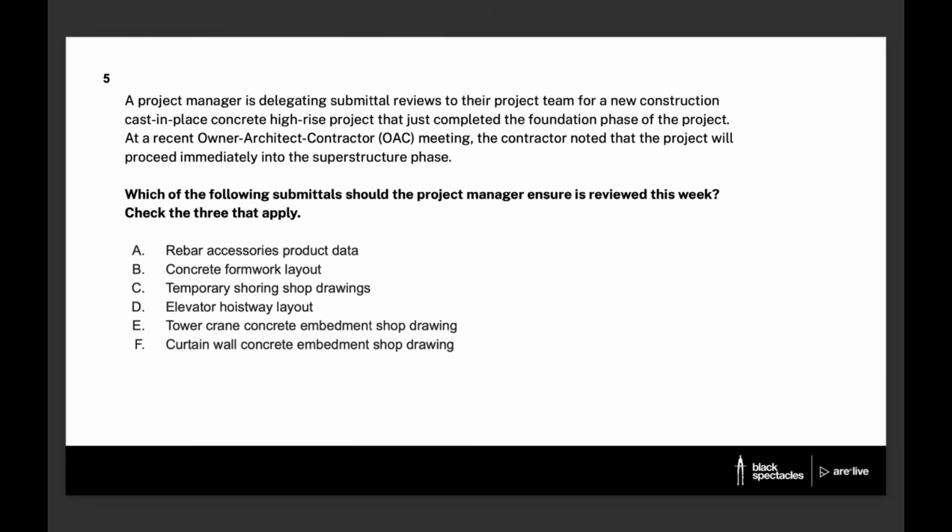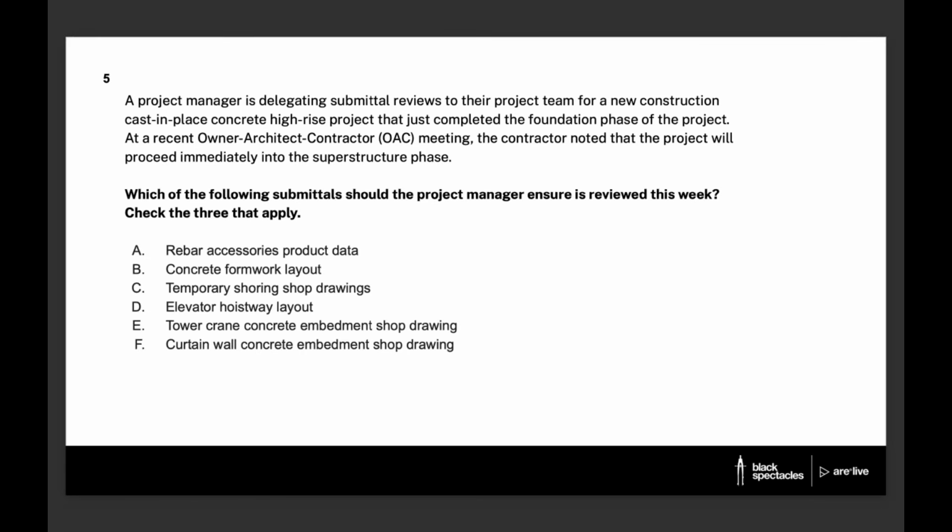A, rebar accessories product data. B, concrete formwork layout. C, temporary shoring shop drawings. D, elevator hoistway layout. E, tower crane concrete embedment shop drawing. Or F, curtain wall concrete embedment shop drawing.